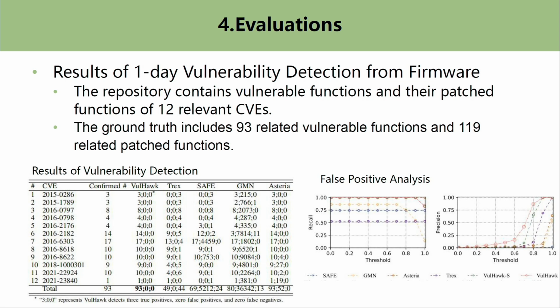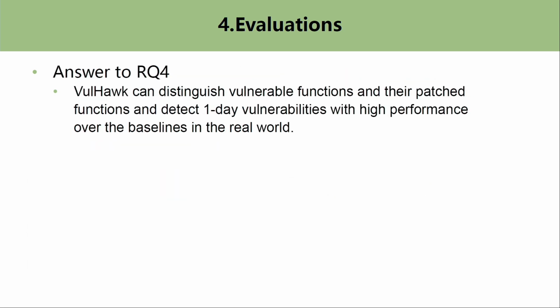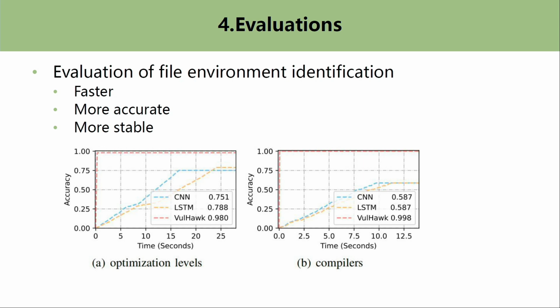We changed the threshold to analyze the impact of different thresholds on one-day vulnerability detection. With the threshold decreasing, the precision of VulHawk decreases, while the recall increases. When the threshold equals 0.9, the recall and the precision achieve the best result. Here, we can answer the last question. VulHawk can distinguish vulnerable functions and their patched functions and detect one-day vulnerabilities with high performance over the baselines in the real world. Furthermore, we evaluate the file environment identification.